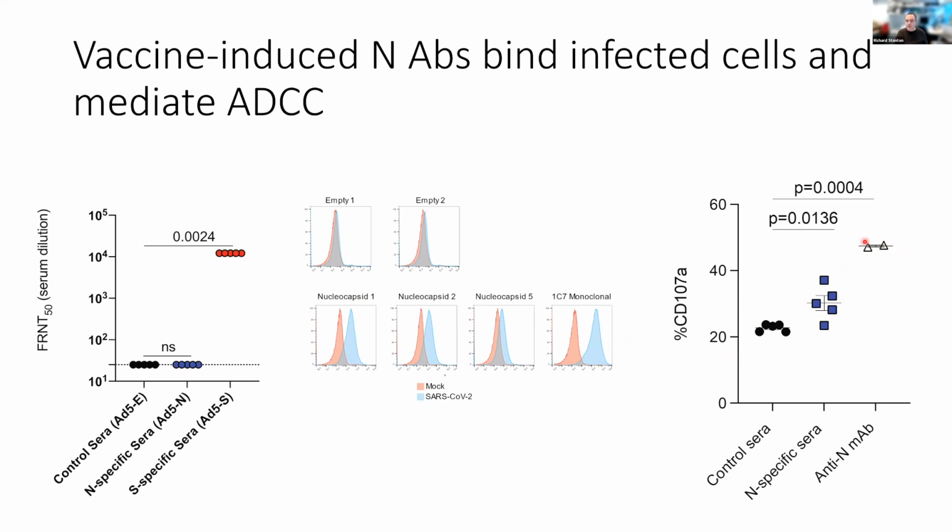And of course, this monoclonal and even the polyclonal data as well, against the infected cells here, is in sharp contrast to what we saw with the spike monoclonals and polyclonals, where they were very weak ADCC inducers. These are much more potent.